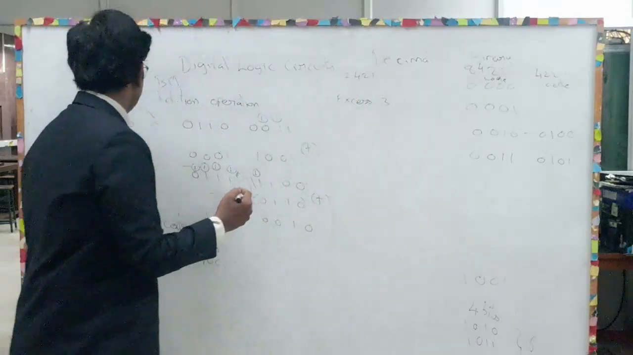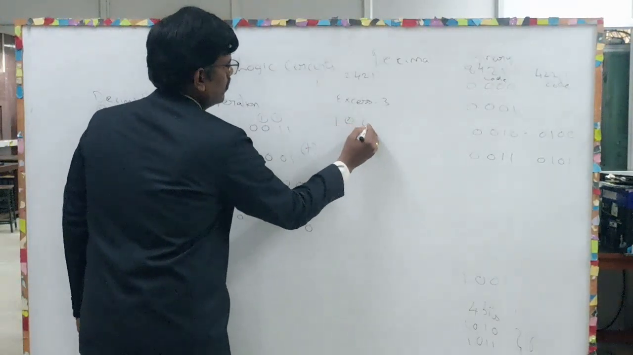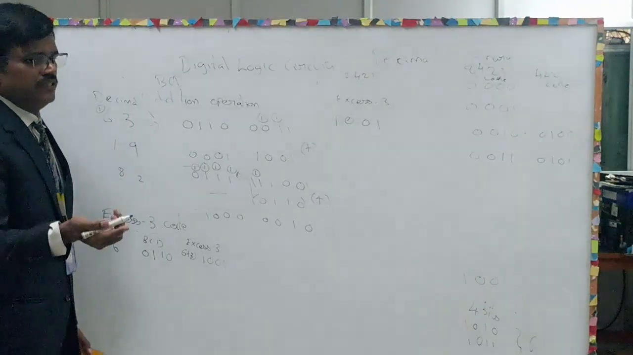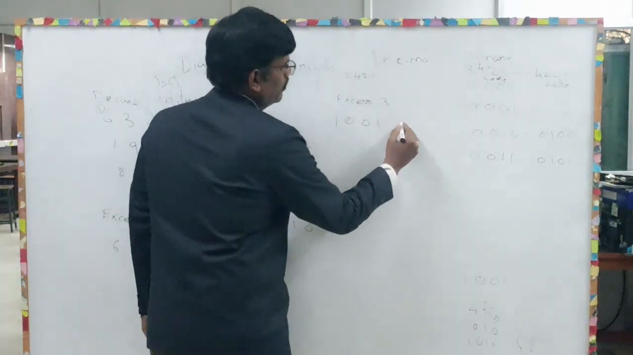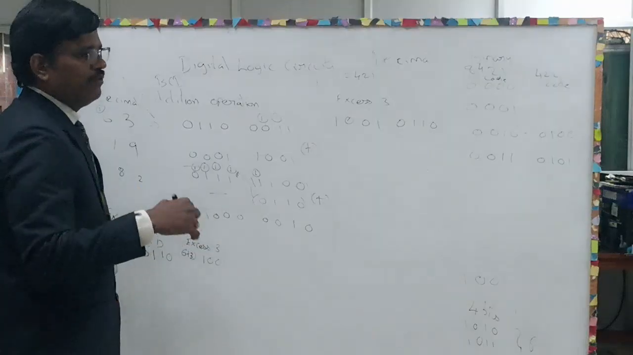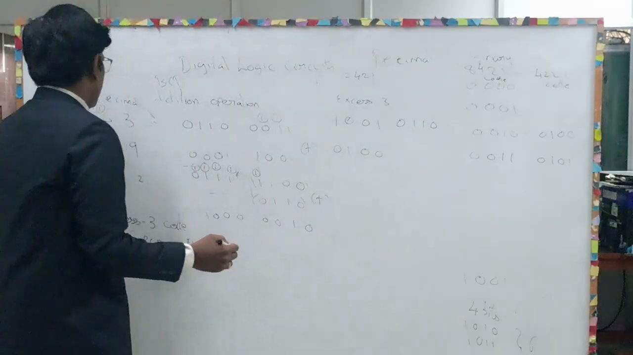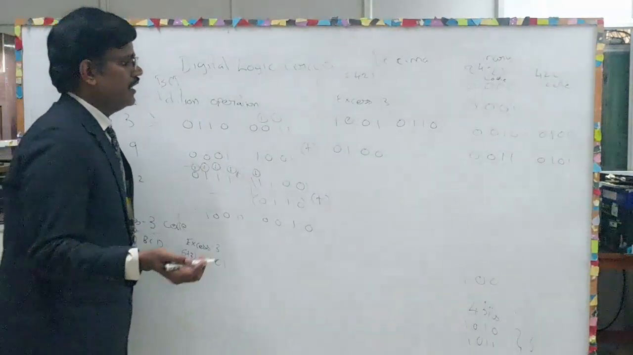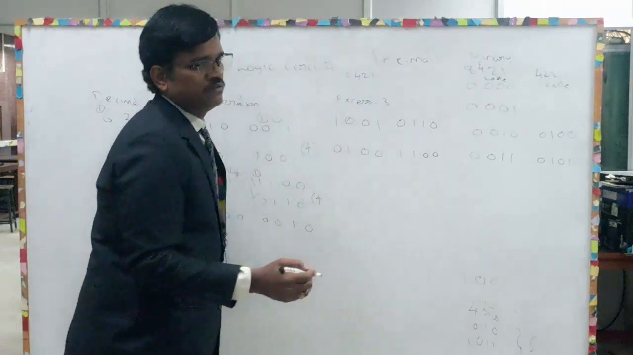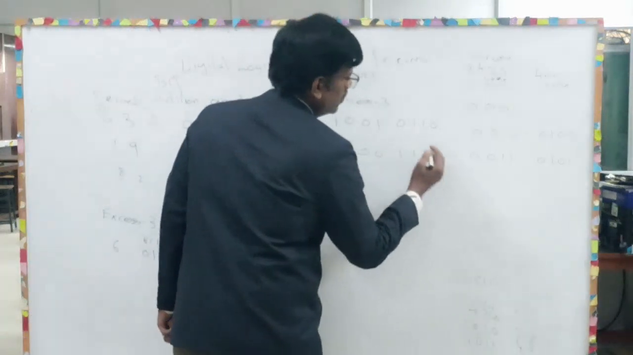So, the XS3 representation for 63. For 6 it is going to be 3 additional, so it is going to be 9. For 3 it is going to be 3 additional, so 3 plus 3 is 6. So, it is going to be 0, 1, 1, 0. And for 1 it is going to be 1 plus 3 and that is going to be 4. So, 4 is 1, 0, 0. And for 9 it is going to be 9 plus 3 and that will be 12. So, it is going to be 1, 1, 0. This is 12. So, we are supposed to perform the addition.